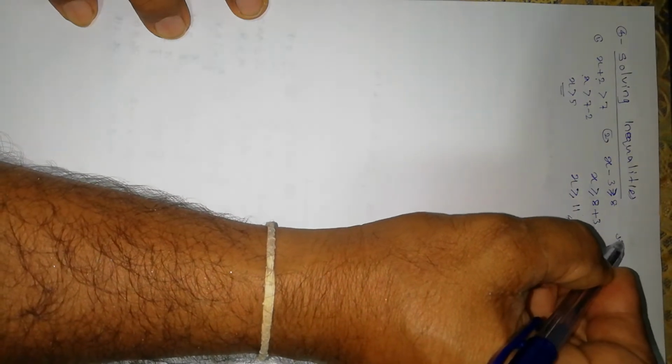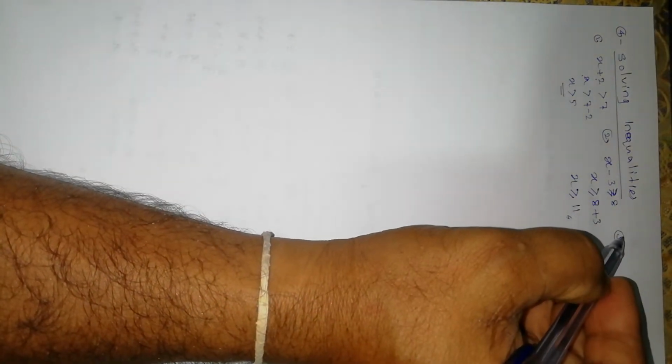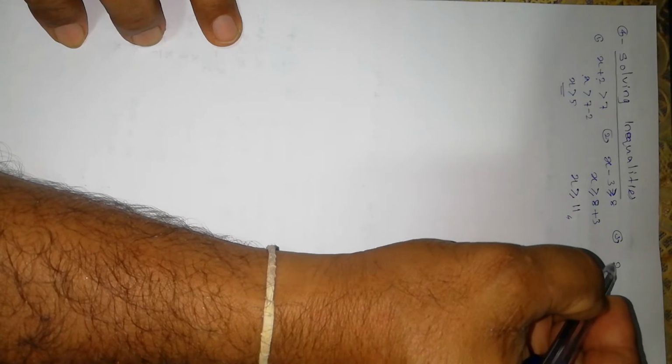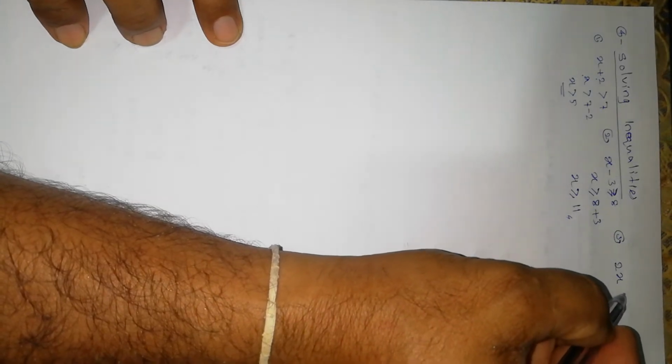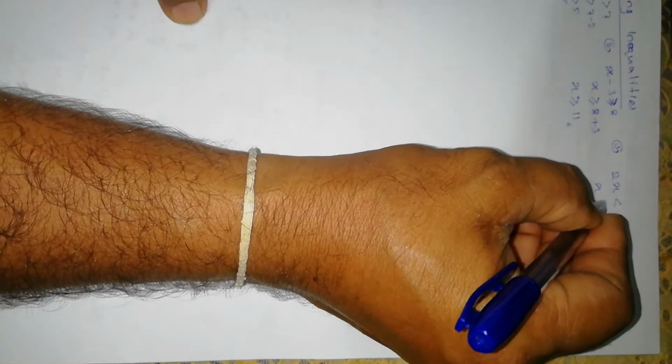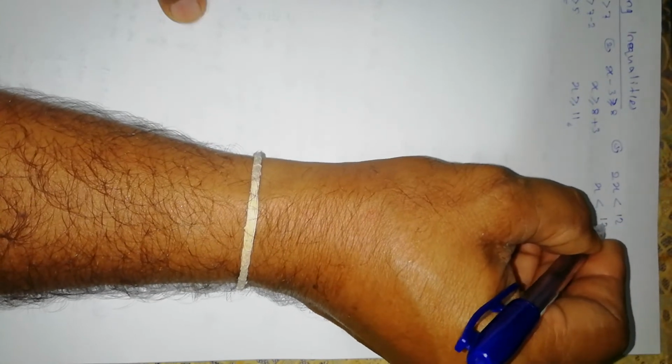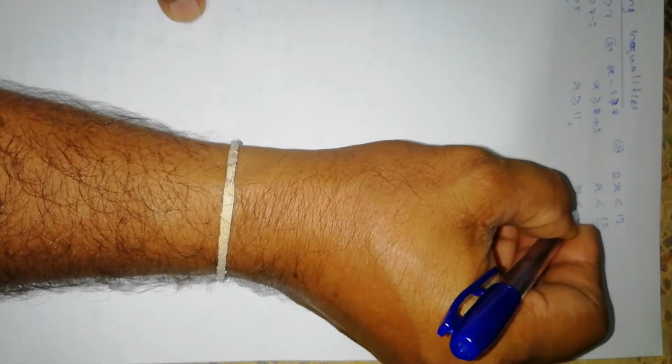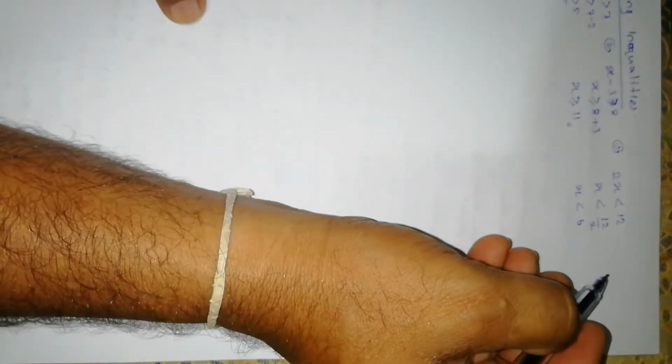Example number 3. 2x less than 12. Now you need to move, children, this multiplication by 2 from left to right. You know, children, multiplication by 2 becomes division by 2. Then x is less than 12 over 2. x is less than 6.